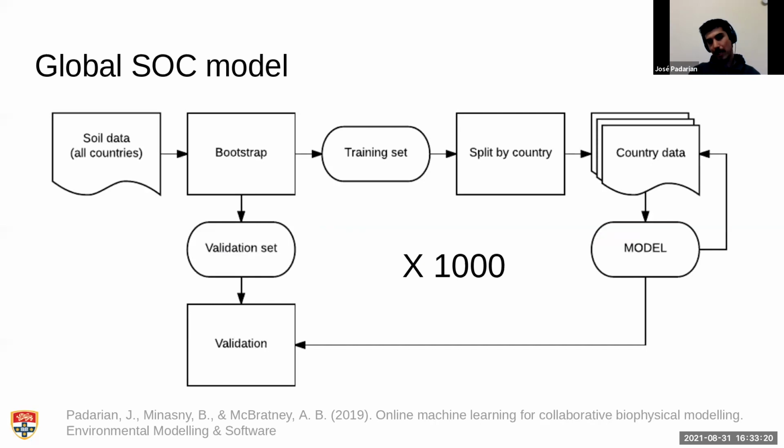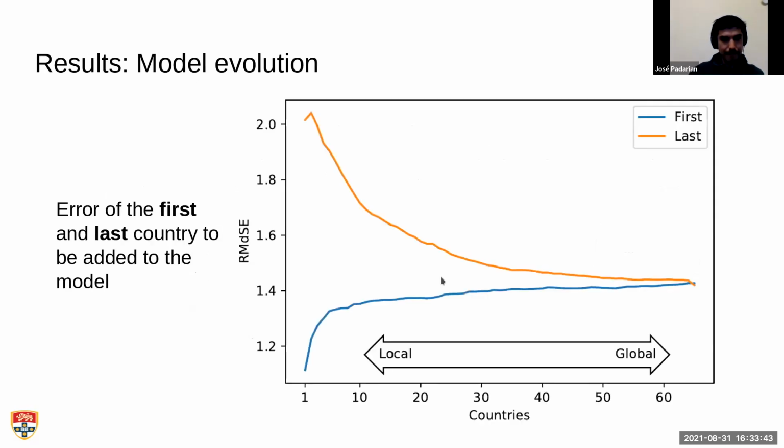The modeling was relatively simple. We split the data into training and validation datasets by country, and then we trained the model, adding the data from one country at a time, and at each step we evaluated the model, and we did this like 1,000 times.